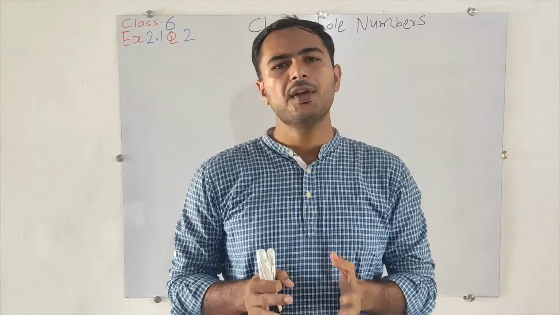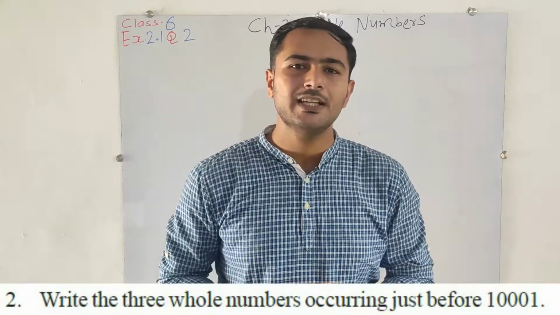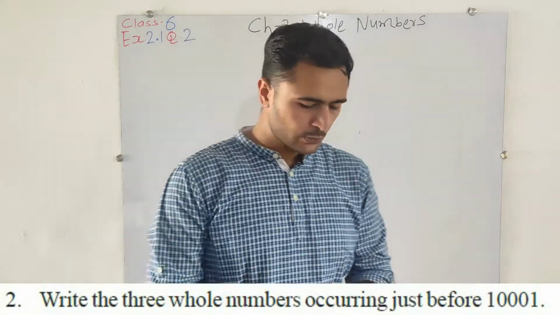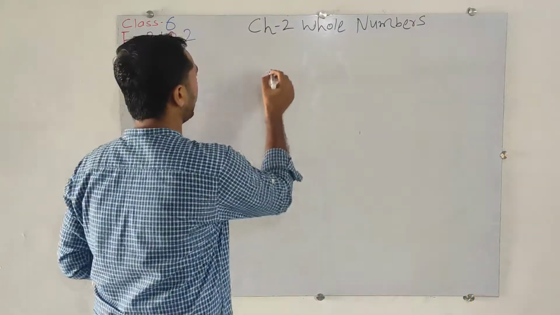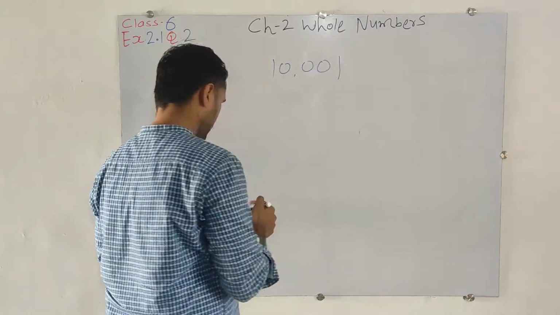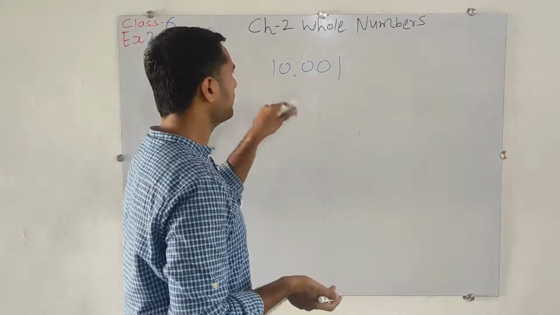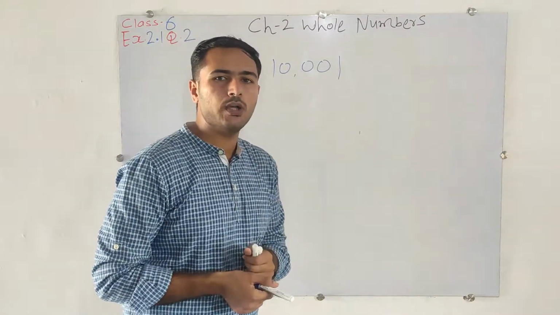In question number 2, we have to write the 3 natural numbers occurring just before 10,001. How will we do it? First of all, just write down the 10,001. So here we have 10,001. Now the question is that we have to write the 3 numbers before the number 10,001. It means what we will do?